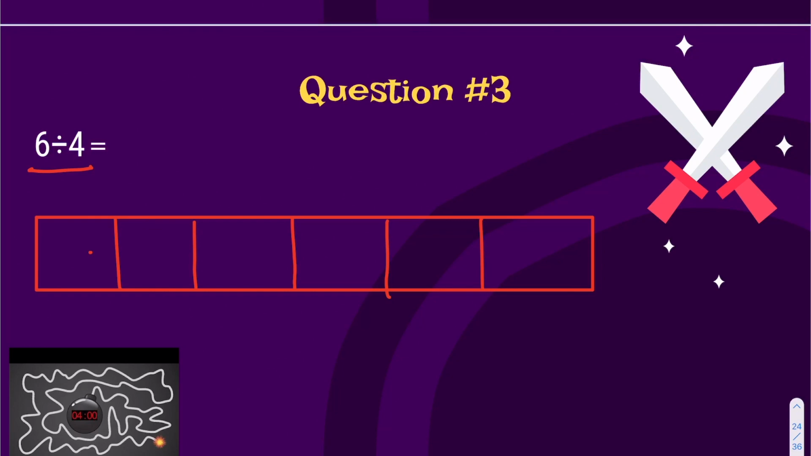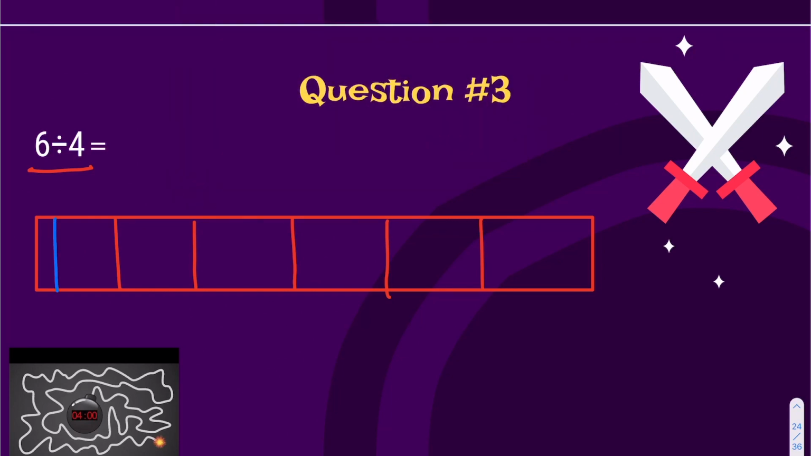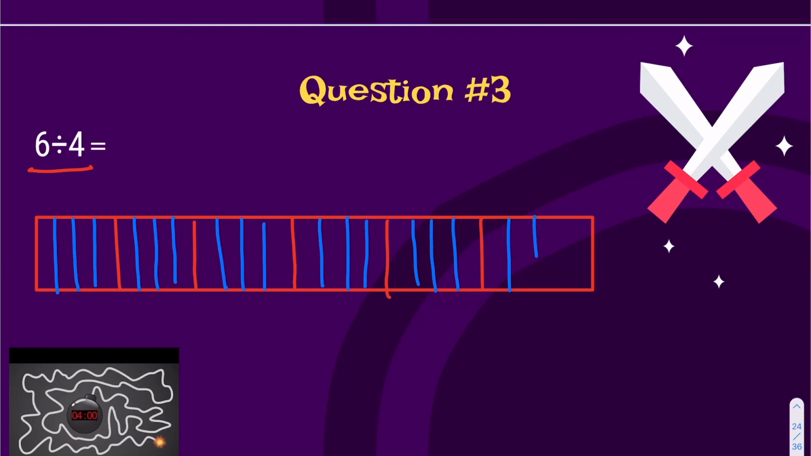So the next thing that we're going to do is split each of the 6s up into 4ths. So that's 3 lines in each, and that should give me 1, 2, 3, 4 of them in each. So I'm going to continue doing that. And remember, when I make 3 lines, that gives me 4 blocks inside each little unit. So now I have this cut up into 4ths.